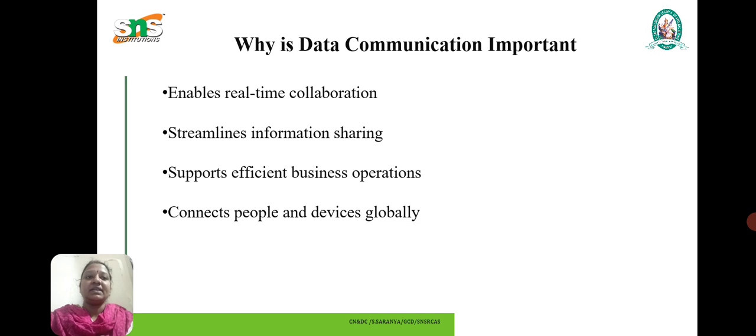Why is data communication important? Data communication plays a vital role in our modern world. It allows for real-time collaboration, enabling teams located worldwide to work together seamlessly on projects, share documents and share ideas instantly. It facilitates efficient information sharing, making it easier for employees to access and exchange critical data, fostering better decision making and improved workflow. Data communication also underpins efficient business operations in every sector, from managing supply chains and inventory to providing customer service. Ultimately, data communication connects people and devices across the globe for communication and collaboration on an unprecedented scale.